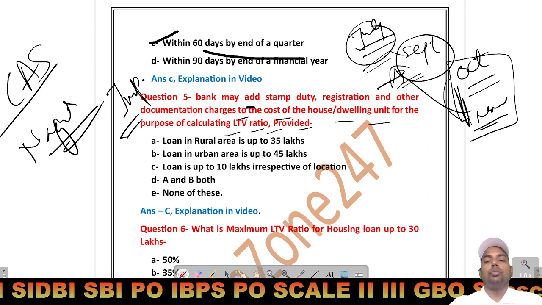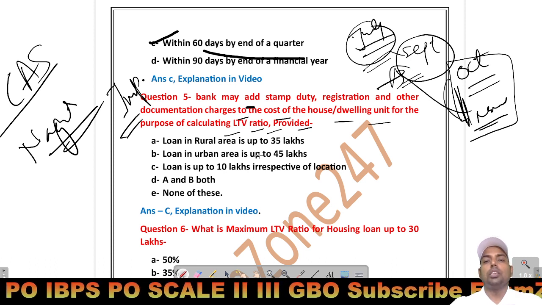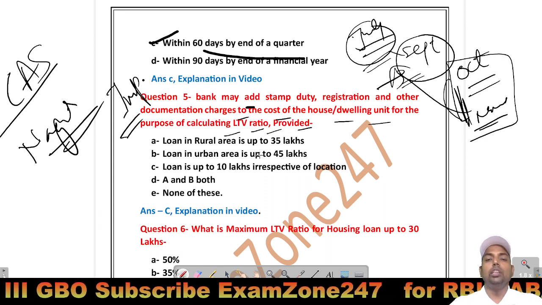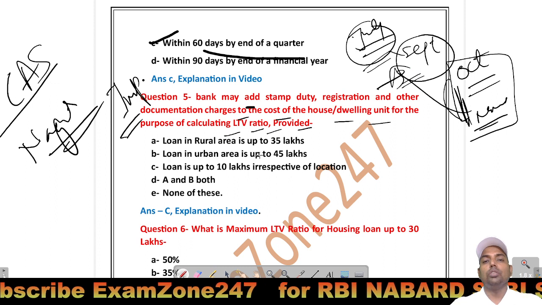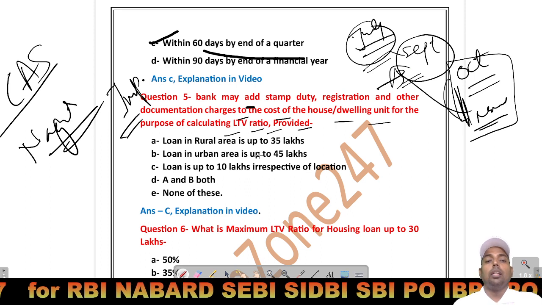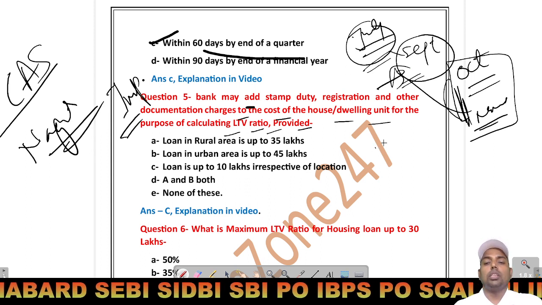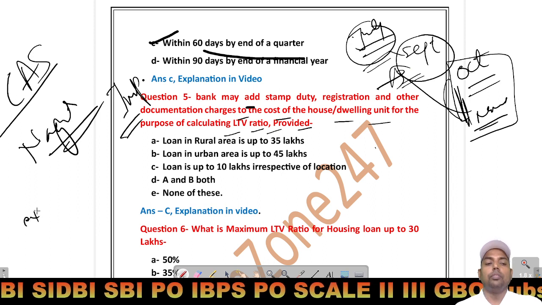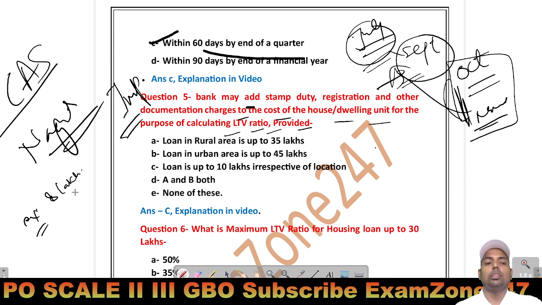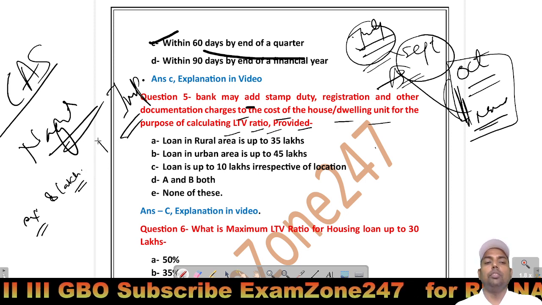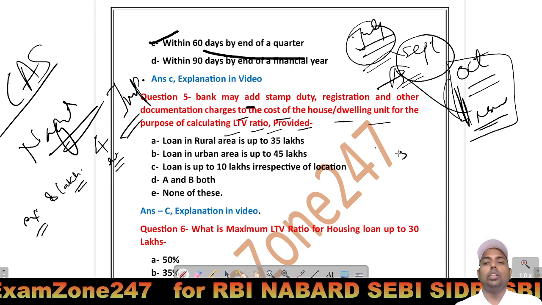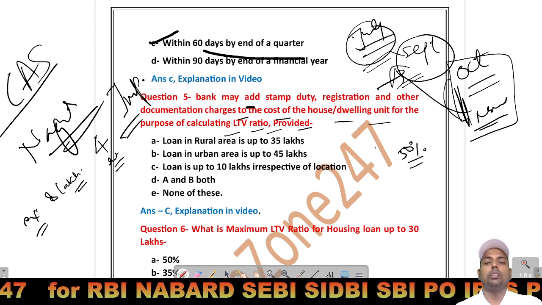Therefore, sometimes for the low income groups, RBI has revised such criteria. Means if it is up to 10 lakh, any unit, if the dwelling unit overall cost is below 10 lakhs or up to 10 lakhs, then the cost of registration charges... Suppose for example, if a dwelling unit costs 8 lakhs and the bank has given a 4 lakh loan, then the LTV ratio is 50%.